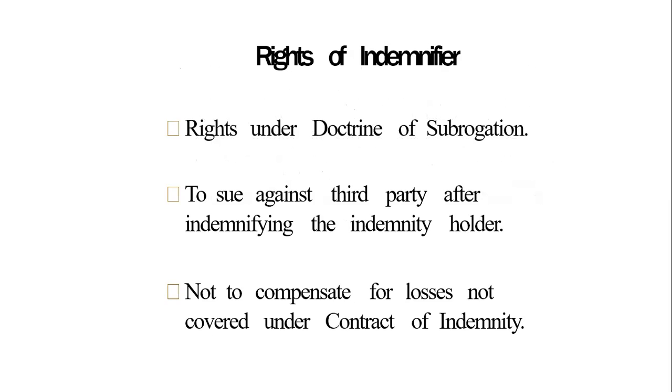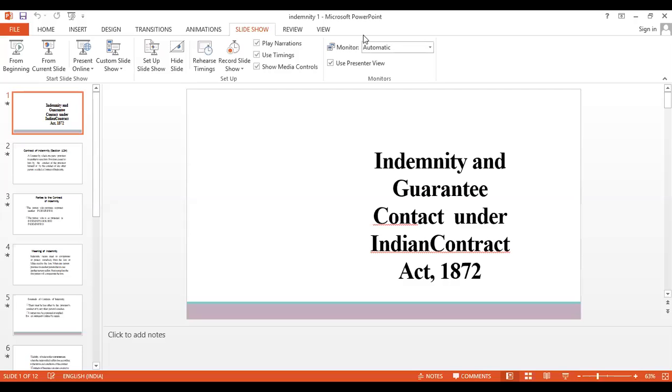So these are the rights of the indemnifier, that is, rights under the doctrine of subrogation, to sue a third party after indemnifying the indemnity holder. And the third one is not to compensate for losses not covered under the contract of indemnity. So that's all. Now we will discuss in the next section.